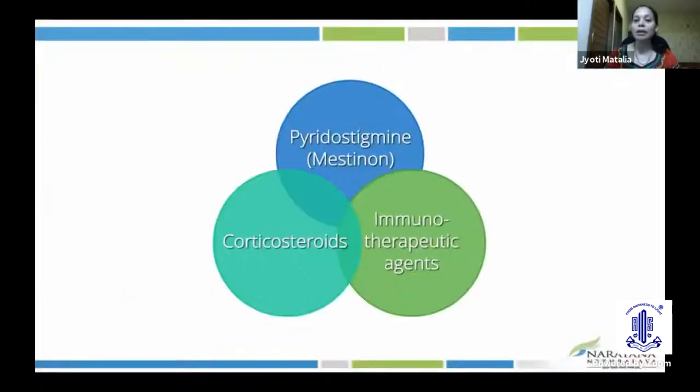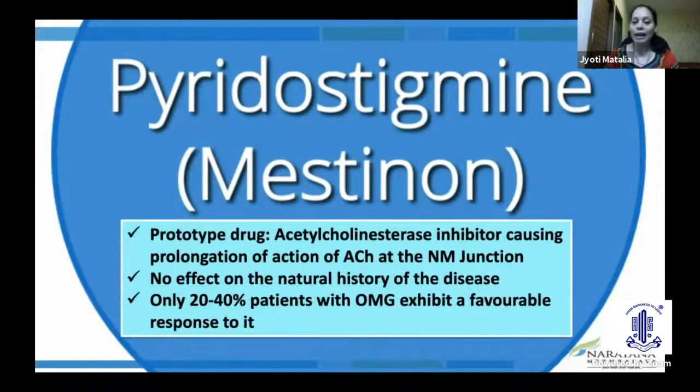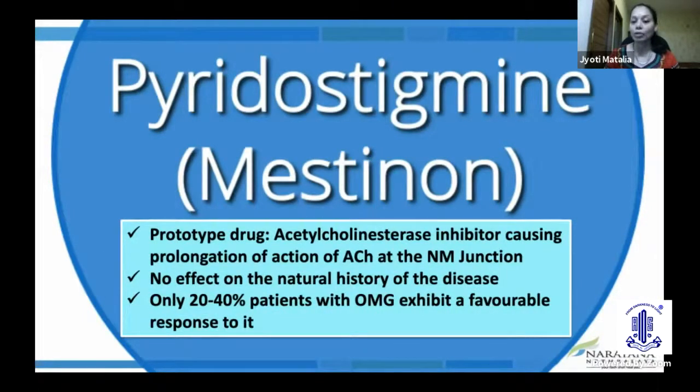Yes, pyridostigmine or Mestinon, which is a prototype drug, an acetylcholinesterase inhibitor, which causes prolongation of the action of acetylcholine. So the first line of treatment works here. It does not affect the natural disease course, but works only in 20 to 40% of patients with ocular disease.